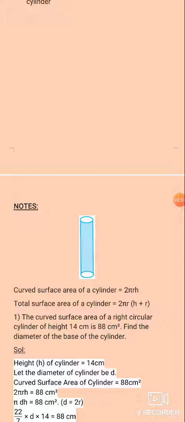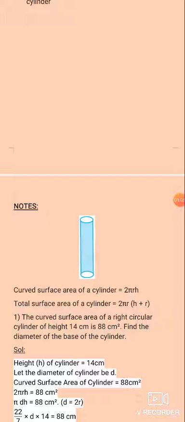Now what is 2 pi r? The circumference of the base. So base is in the shape of a circle. Okay, so the circumference of the base is 2 pi r into h, which is what? Curved surface area of the cylinder.